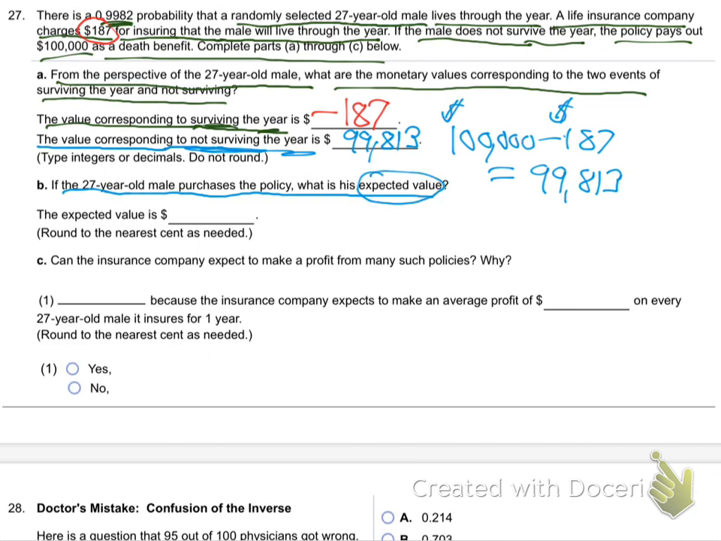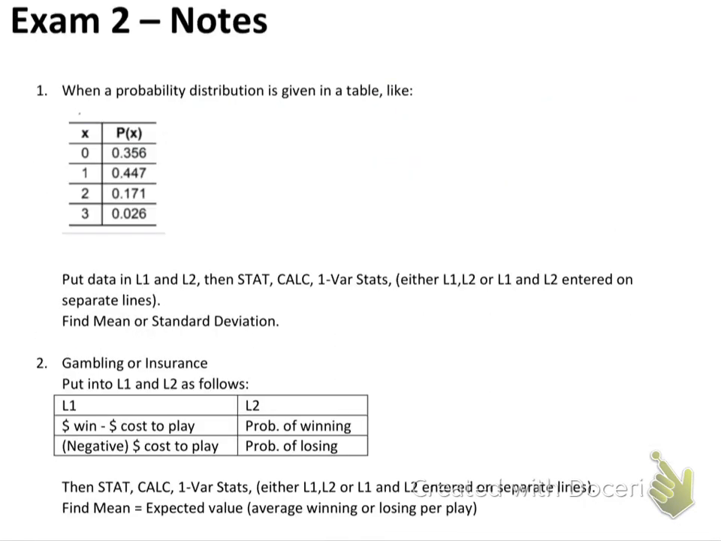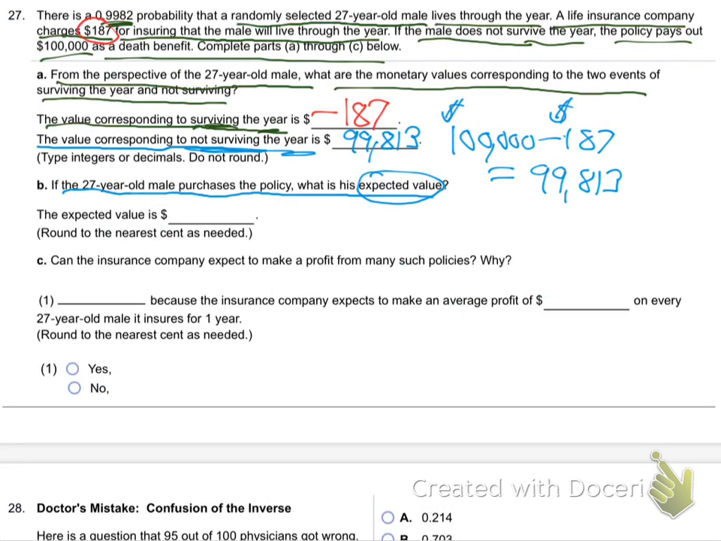If the 27-year-old purchases the policy, what is his expected value? Expected value. How are we going to find that? Well, let's go to the exam 2 notes. So here they are, exam 2 notes. Number 2, gambling or insurance. So here's what we have to do. We have to put in L1 and L2 the dollars winning minus cost to play, and the negative cost to play.